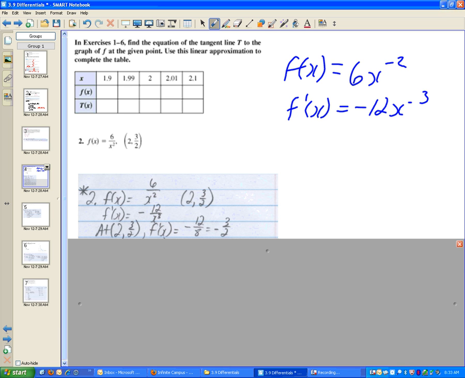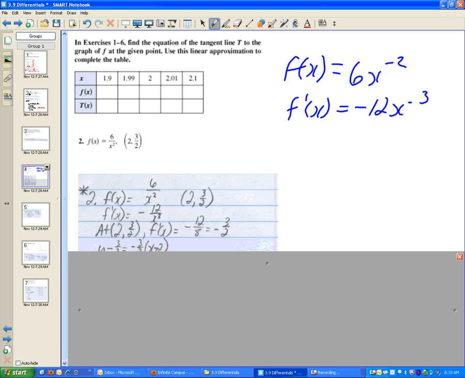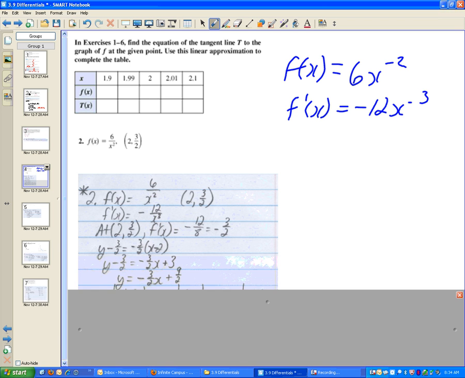We can now find the equation of the tangent line at that point by using our point slope form. y minus y1 equals m times x minus x1. So y minus, and then the y coordinate of our point of tangency is 3/2, equals m. Well, we just found that to be negative 3/2 at this point of tangency, times the quantity x minus, and then we're given that the x coordinate of the point of tangency is 2. Then solve that for y.